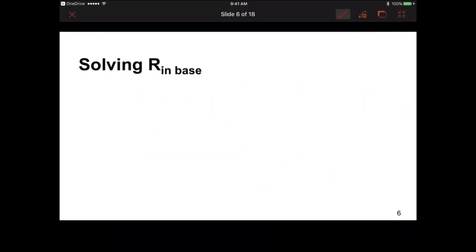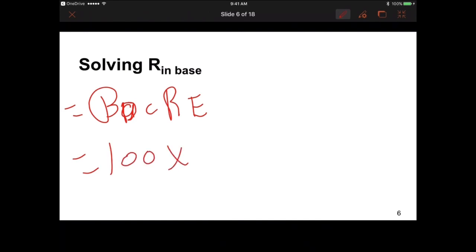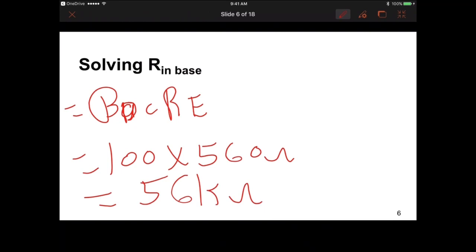R in base is the resistance looking into the base of the transistor. So that's going to be beta DC times RE. Let's let beta equal 100. So 100 times 560 ohms gives us R in base of 56 kilo ohms.